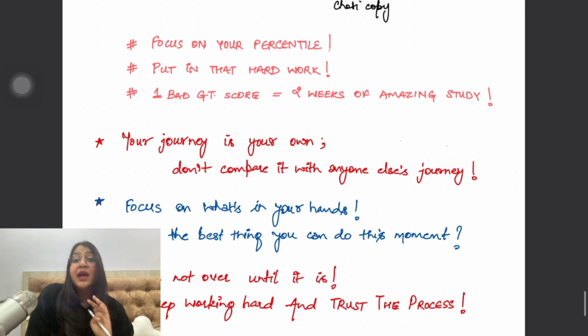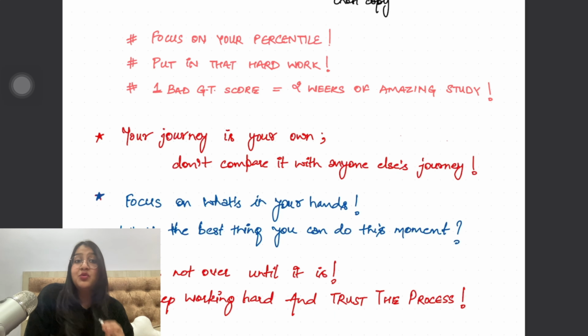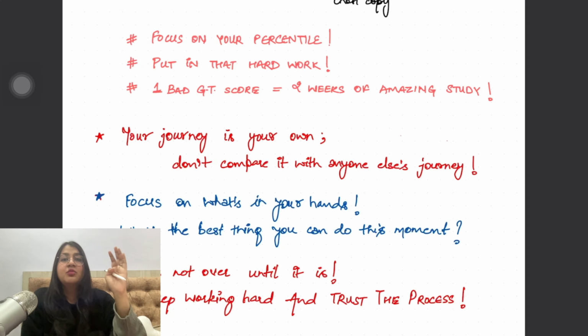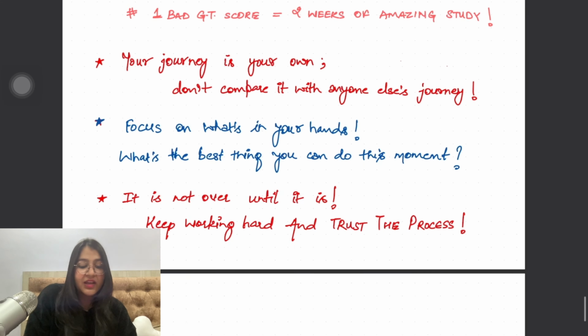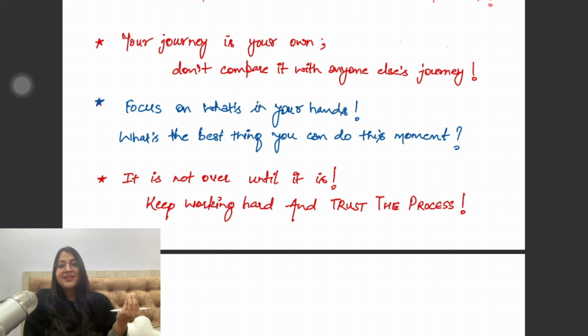And lastly, one bad GT score is equal to 2 weeks of amazing study. तो अगर GT score बुरा भी आया है, please do not be disheartened by it. Just know कि अच्छा अभी इतना बुरा आया है तो अभी इतना नीचे चला गया, अब इससे नीचे तो नहीं जा सकता, अब मैं यहाँ से अब अच्छा करूँगा, अब मुझे यहाँ से सिर्फ ऊपर ही जाना है, अब नीचे जाने का और स्कोप नहीं है. So one bad GT score should give you the motivation कि अब मुझे और पढ़ना है, अब इससे ज़्यादा नीचे और नहीं जा सकता.